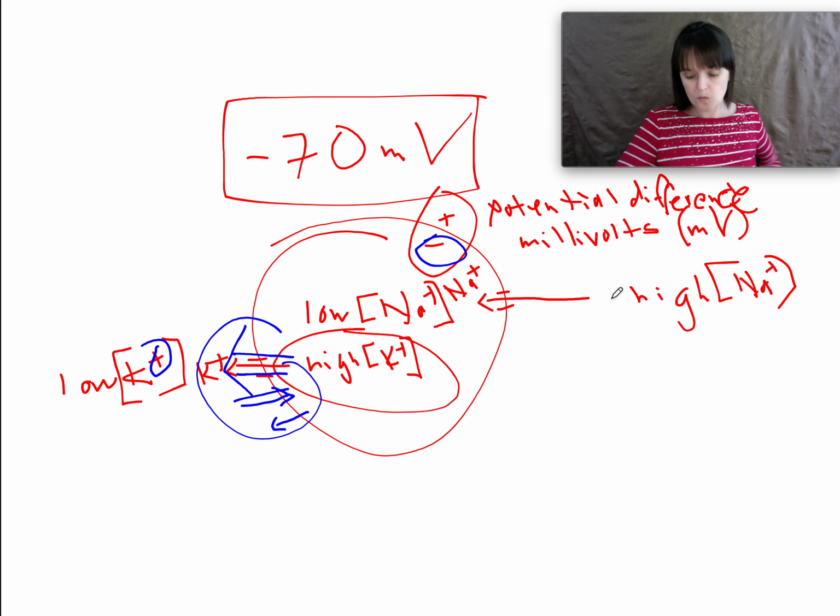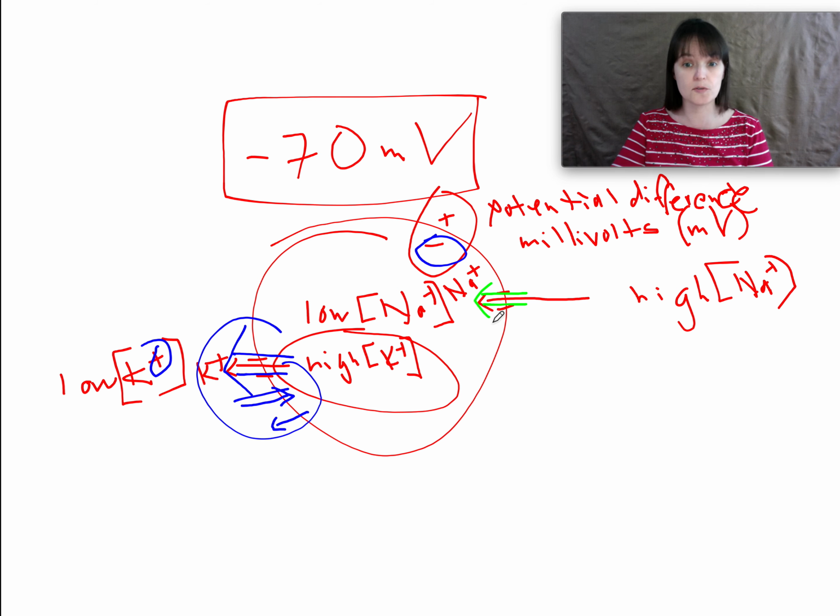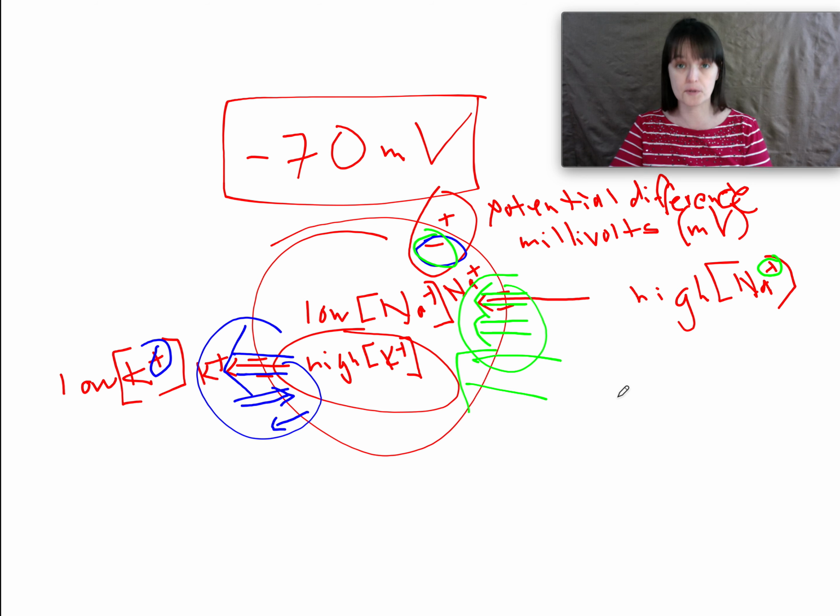Okay, so with sodium, you have a moderate, how big did I draw a moderate arrow? A moderate chemical gradient, so concentration gradient pushing into the cell. And the sodium is positive and the inside of the cell is negative and opposites attract. So we also have a moderate electrical gradient pushing into the cell. So when you add those up, you get a large electrochemical gradient pushing sodium into the cell.